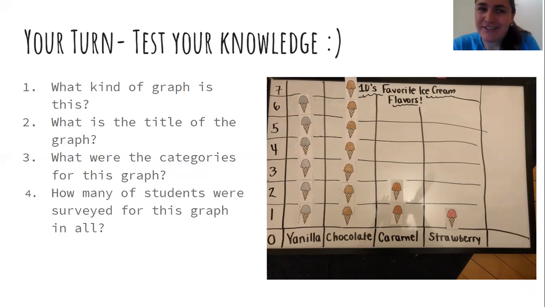My second question is, what is the title of the graph? My third question is, what were the categories for this graph? Think about it. Where might you find the different categories? And then my last question is, how many of the students were surveyed for this graph in all? Think. How would we find out in all how many people were surveyed?